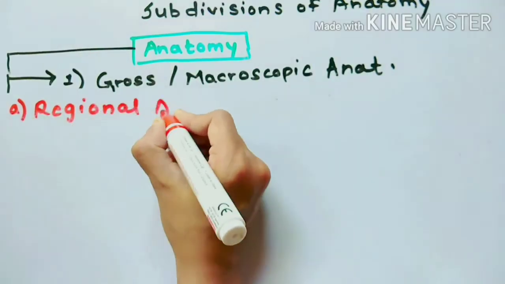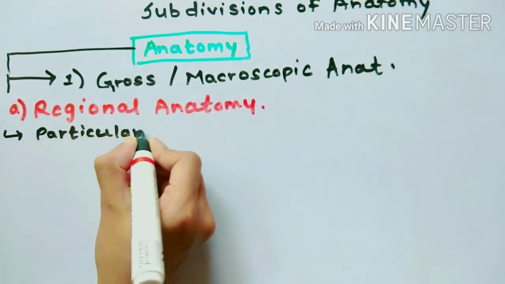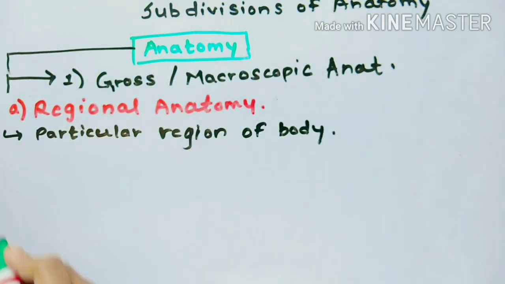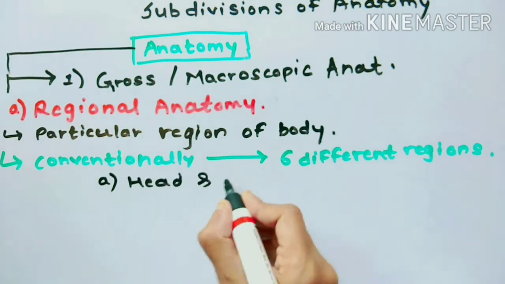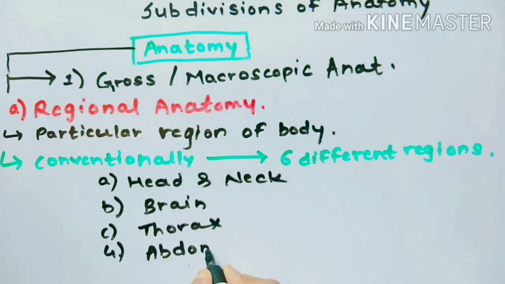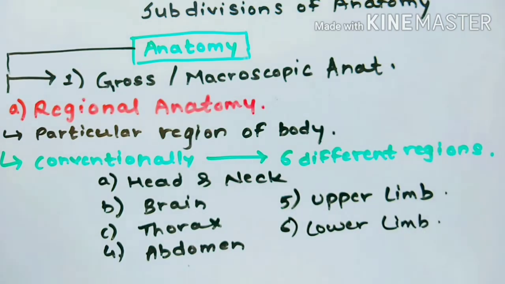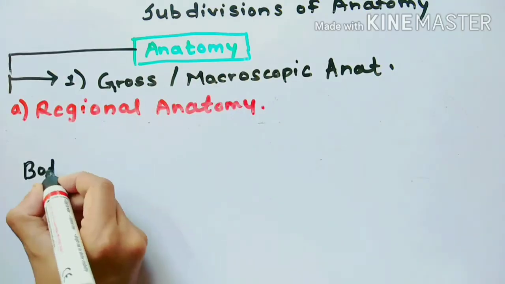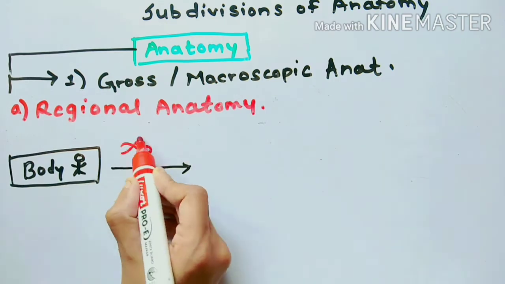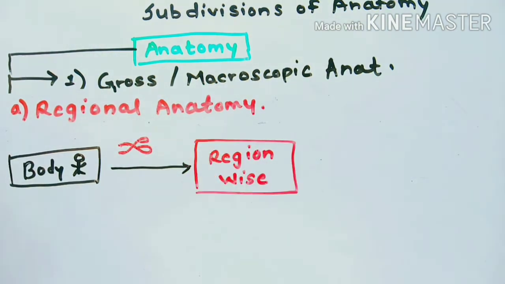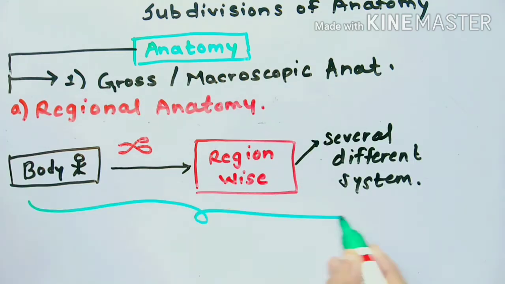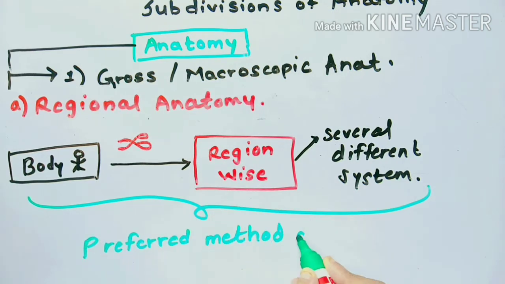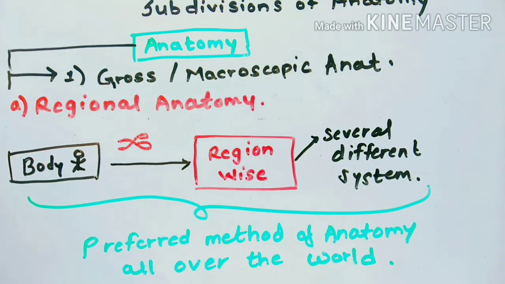Now let's study regional anatomy in depth. All the structures in a particular region of the body are studied at the same time. Conventionally, the body is divided into 6 regions, namely, the first is head and neck, second is brain, third is thorax, fourth is abdomen, fifth is upper limb, and sixth is lower limb. The body is dissected region-wise since regional anatomy deals with several systems located in a particular region of body. This approach of anatomy is mostly used clinically, particularly by the surgeon who needs to concentrate mostly on a limited region during surgery. Therefore, this approach of studying anatomy is preferred.